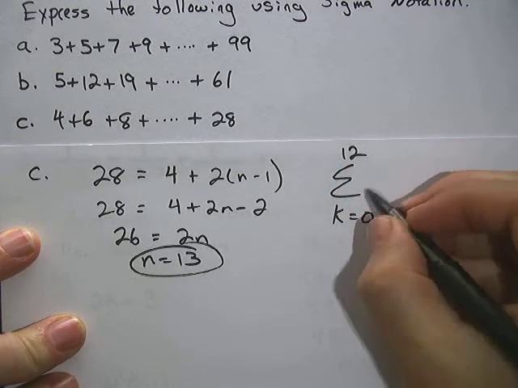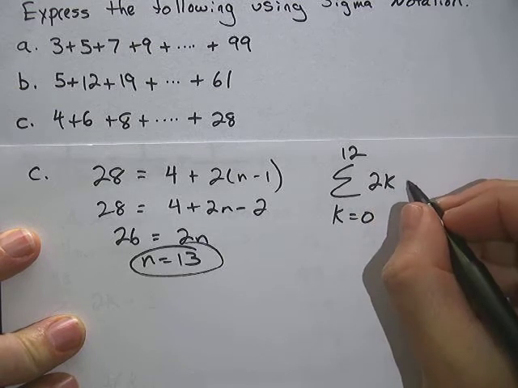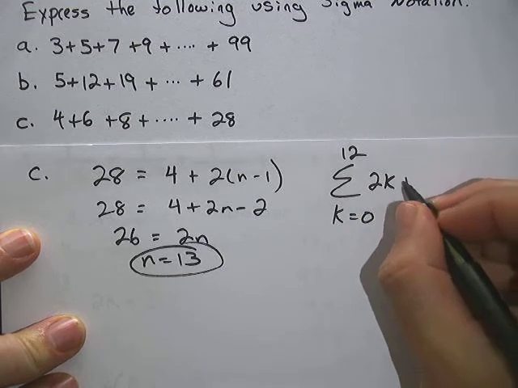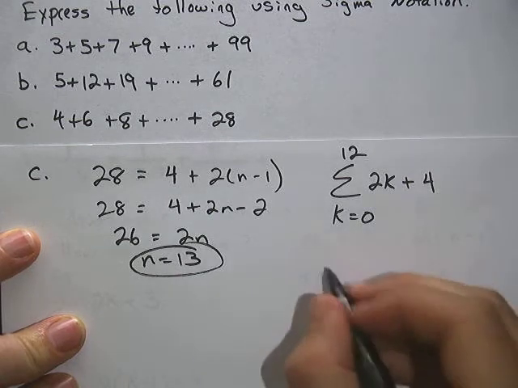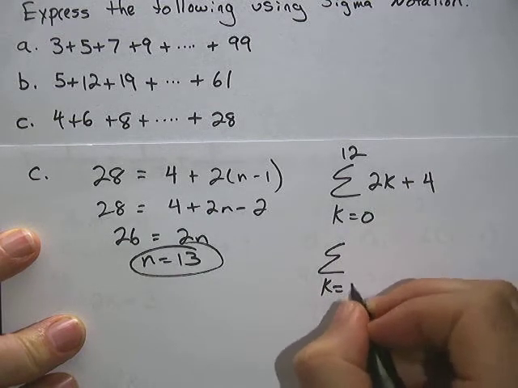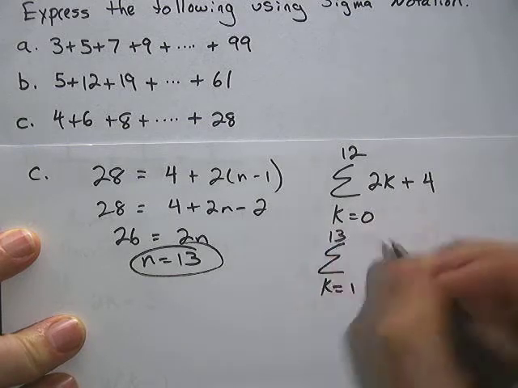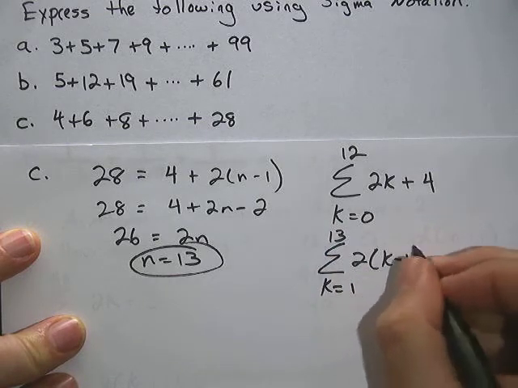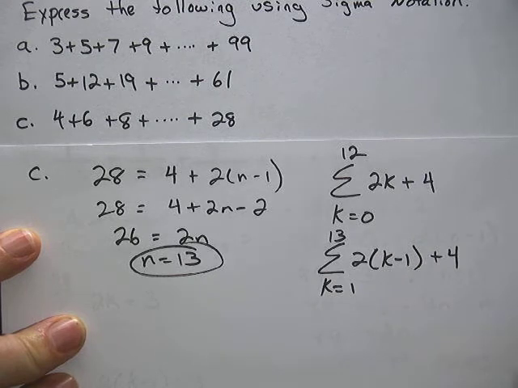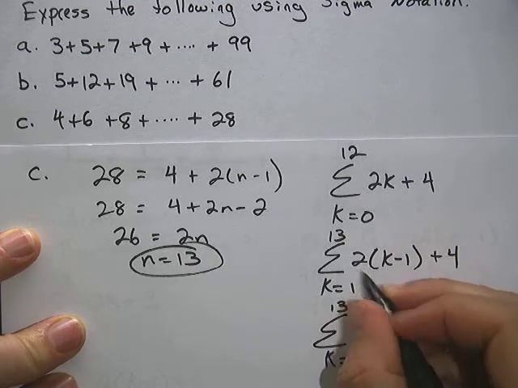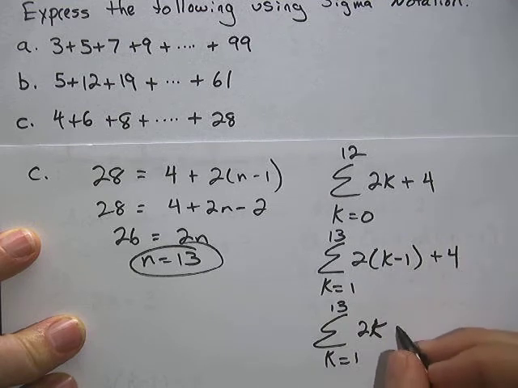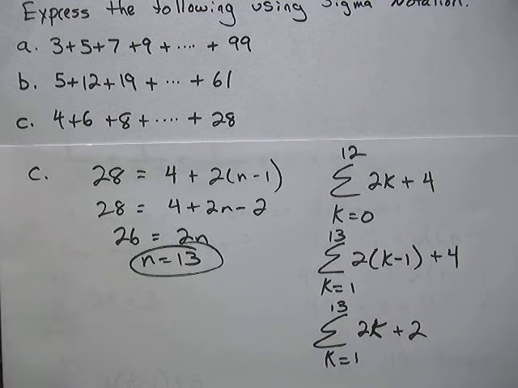Okay, so we will go from k equals 0 to 12. And we're going up by 2, so 2k plus our first term was 4. Okay, or k equals 1 to 13. 2 times k minus 1 plus 4. K equals 1 to 13 of 2k, let's see, whoops, that is a k there. 2k minus, let's see, that's minus 2 and plus 4, so it's plus 2. 2k plus 2.